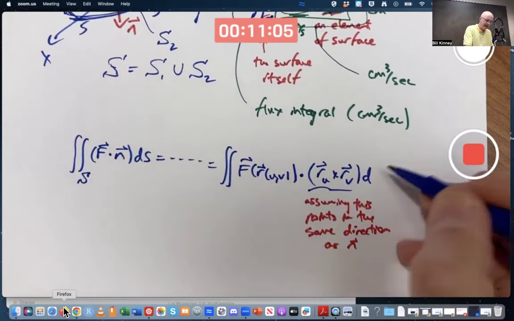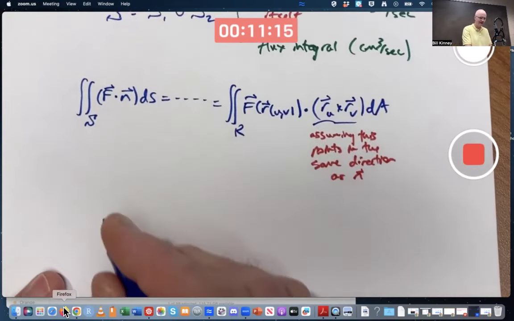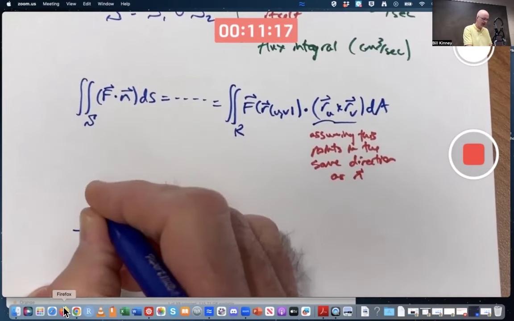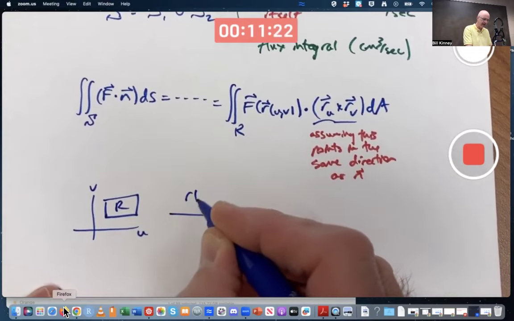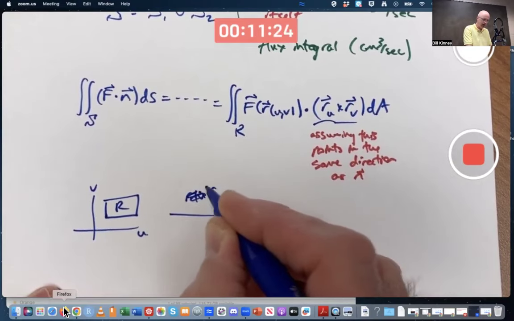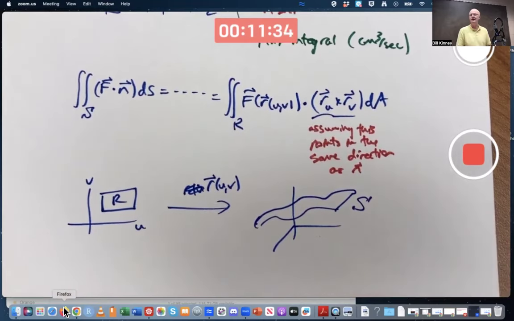It's a double integral, a regular double integral, over some region that you typically hope is a rectangle in a UV plane. You have a UV plane over here, and R is some rectangle over there, and effectively R of UV maps that rectangle onto some surface in 3 dimensions here. There's your surface. That's a way to imagine what's going on.